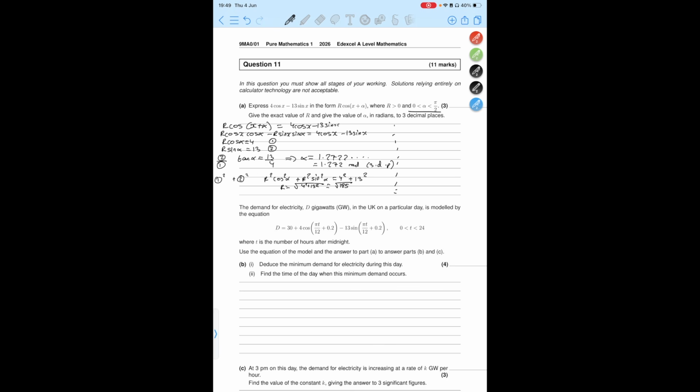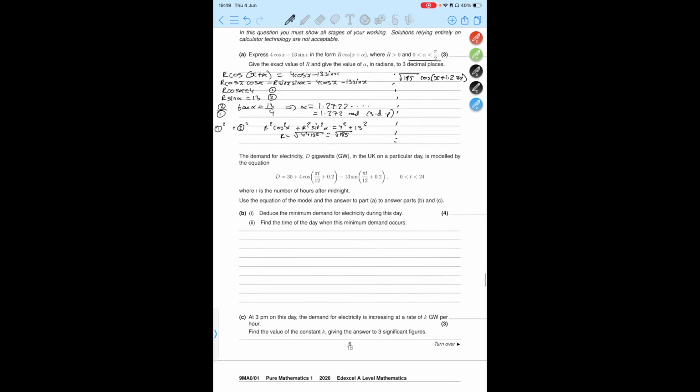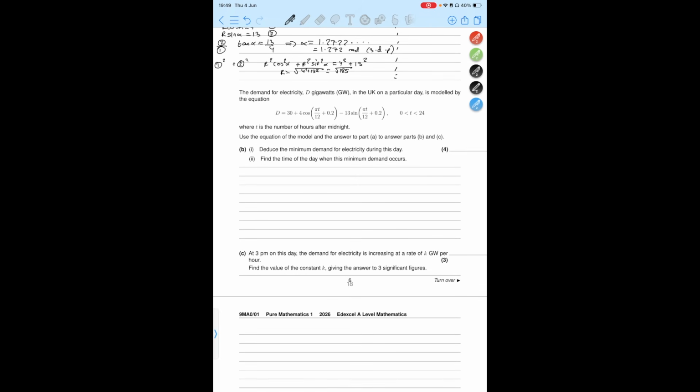So I would write root 185 cos x plus 1.272. So that will be my final answer for that question. Okay, so part B, now we're just going to have to model it. We're going to have to use what we've just done in this question pretty much.